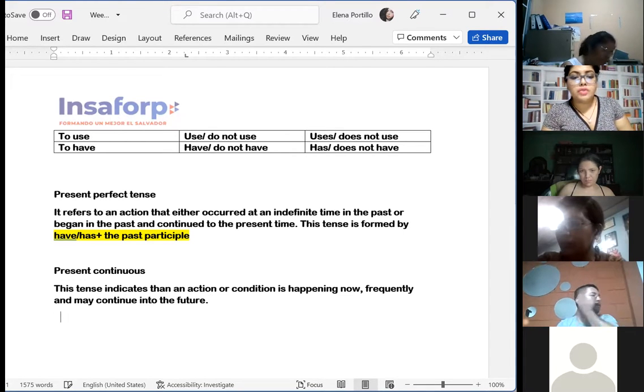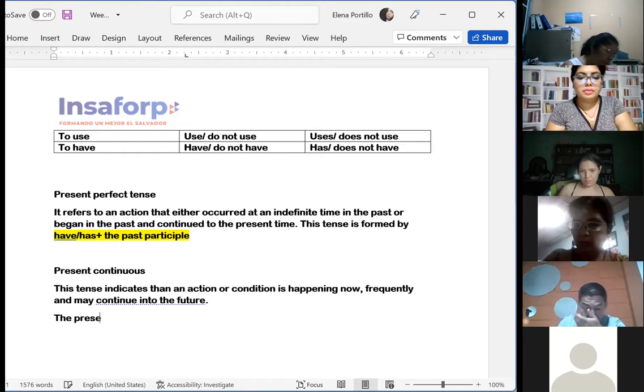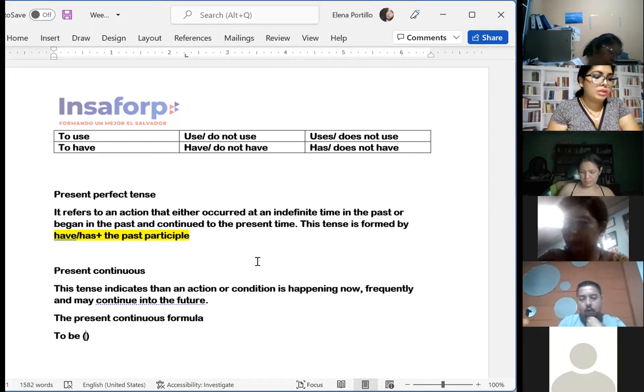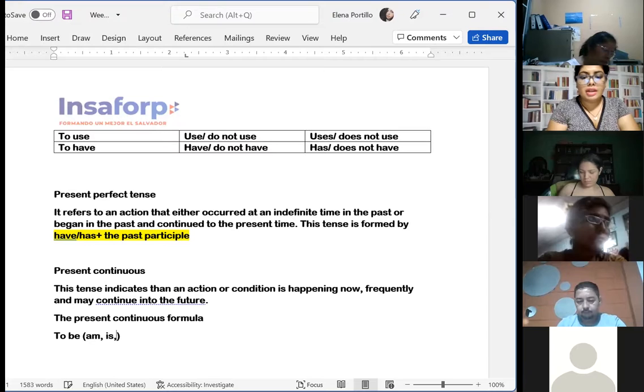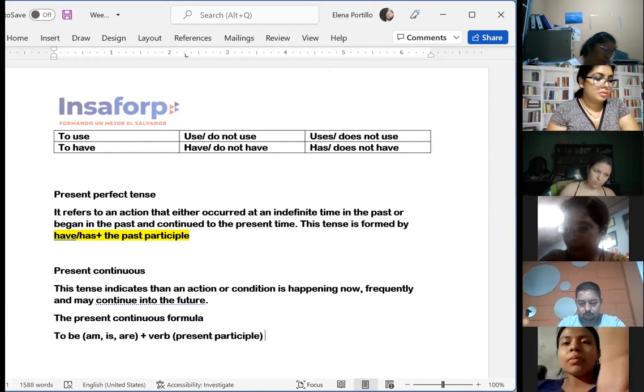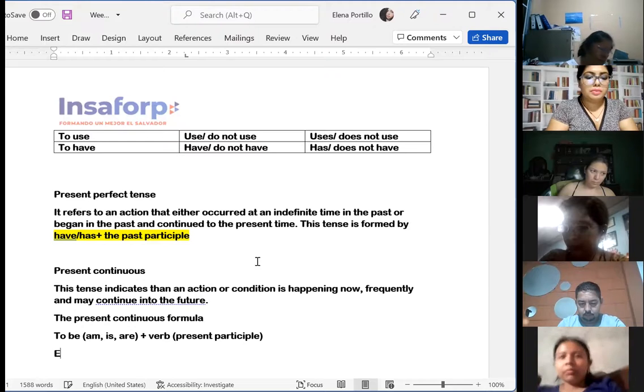So, the present continuous formula. Here we have the formula, and it says we need the verb to be, that we already know: is, is, and are. Then we need the verb in present participle. And we have the example.